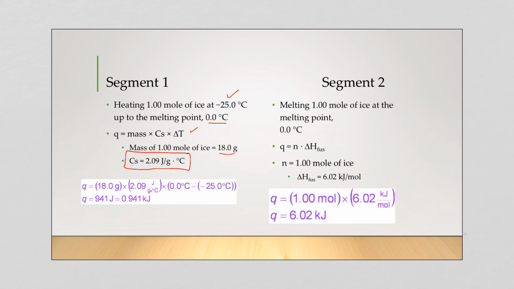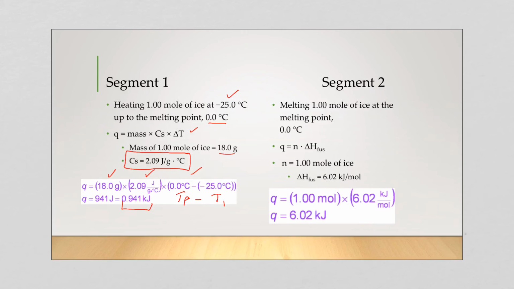And so our equation is going to be the mass, 18 grams, times the specific heat of ice, times our temperature change. Now remember, temperature change is always final minus initial. So we get 0 minus a minus 25 degrees, or 0 plus 25 degrees. So we have a change of positive 25 degrees here, which tells me that my Q is going to be positive. I have to input heat here, so heat has to be added. To transition over this segment of the curve, it takes 941 joules, or 0.941 kilojoules.